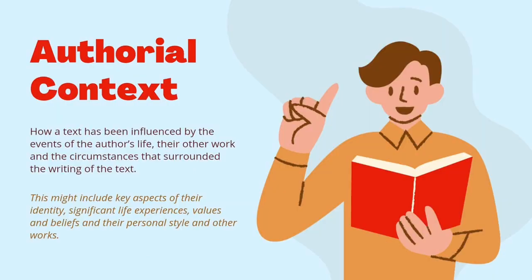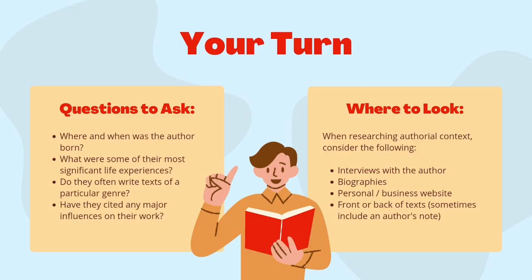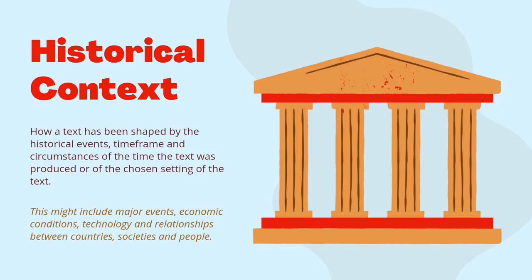How a text has been influenced by the events of the author's life, their other work, and the circumstances that surrounded the writing of the text. These are called authorial context. This might include key aspects of their identity, significant life experiences, values and beliefs, and their personal style and other works. There will be many questions you will have regarding authorial context, and here is the reference where you should look at.